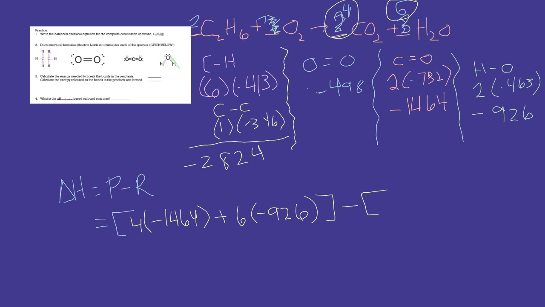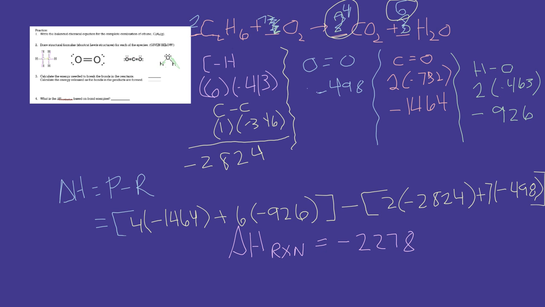Minus, we're putting brackets to keep ourselves organized between products and reactants. We have 2 times negative 2824 plus, we have 7 of these, negative 498. And now it's just a matter of putting it into the calculator correctly. Okay, and so I plug this into the calculator. And so overall, this is negative 2278. And our units here are going to be kilojoules per mole.